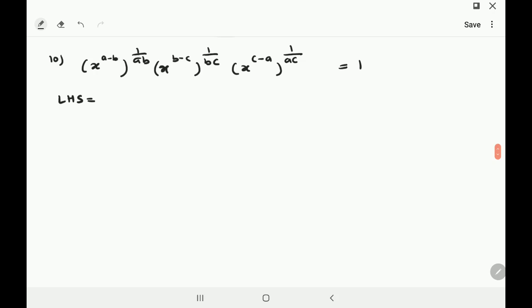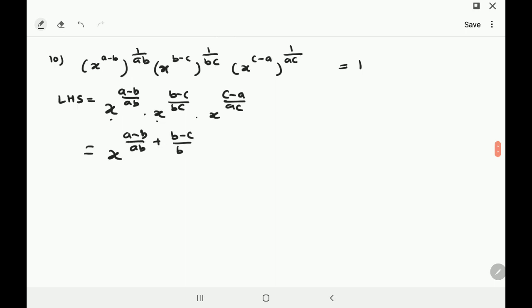First of all, power to the power, that means I can multiply, right? So this is going to be x raised to a minus b upon ab, x raised to b minus c upon bc, and x raised to c minus a upon ac. Again we can see there is a product here. I can add the indices. So I get x raised to a minus b upon ab plus b minus c upon bc plus c minus a upon ac.